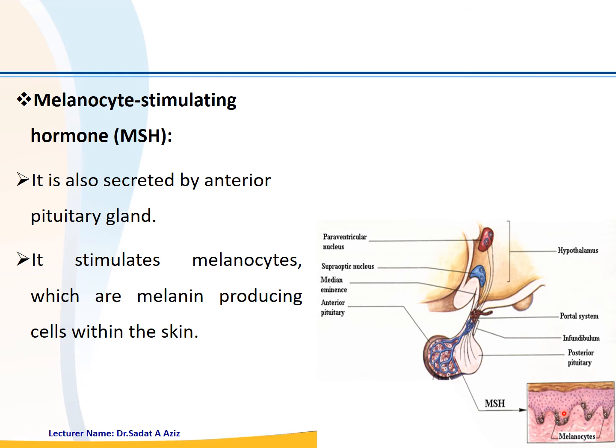The cells which are responsible for the production of what? Of melanocytes. Okay, so the melanocyte stimulating hormone can induce the melanocytes within the skin to produce what? Melanin. Melanin is the specific type of chemical agent which is responsible for the skin color.